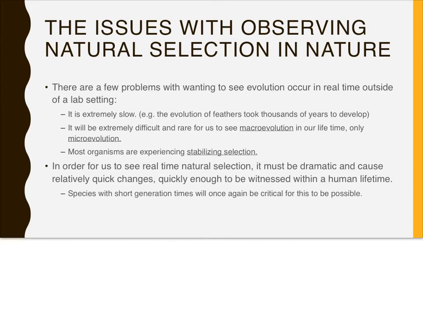One, it is extremely slow. The evolution of feathers took thousands of years to develop, for example. Also, it will be extremely difficult and rare for us to see macroevolution in our lifetime, only microevolution. Third, most organisms are experiencing stabilizing selection. In order for us to see real-time natural selection, it must be dramatic and cause relatively quick changes, quickly enough to be witnessed within a human lifetime. Species with short generation times will once again be critical for this to be possible.